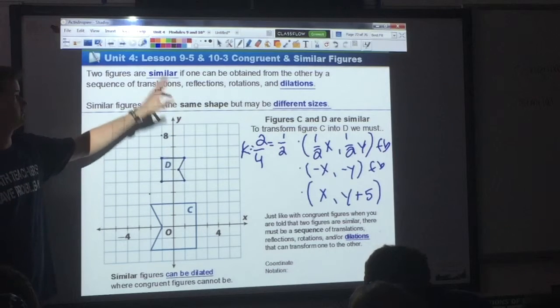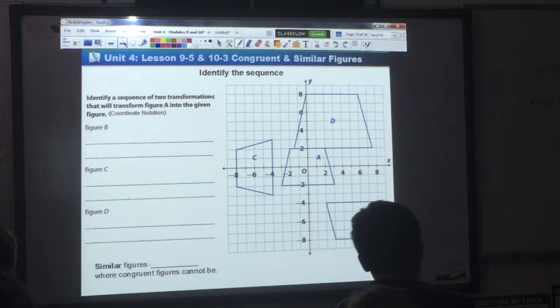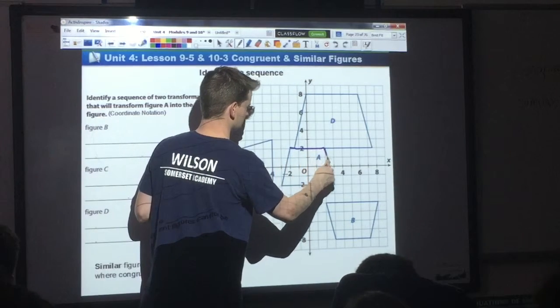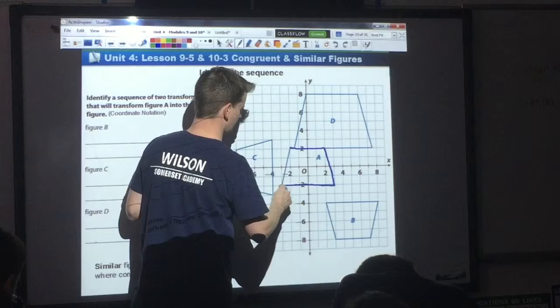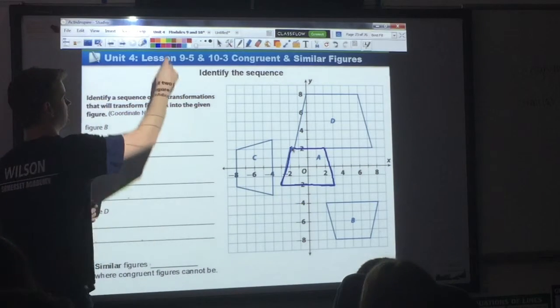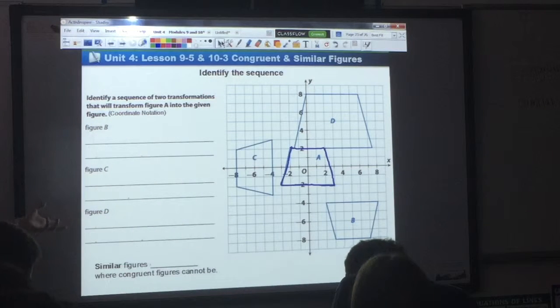Any questions on this? Here's what we're going to do. We're only doing one of these. No class usually picks the same one as the previous class. So here's what we have. We have figure A right here. I'll draw it out real quick. We're going to pick just one of these and try to find the sequence. This is the last thing that we're doing for today. We're going to figure out whether we want to turn it into figure B, C, or D, and find the sequence that gets us there.